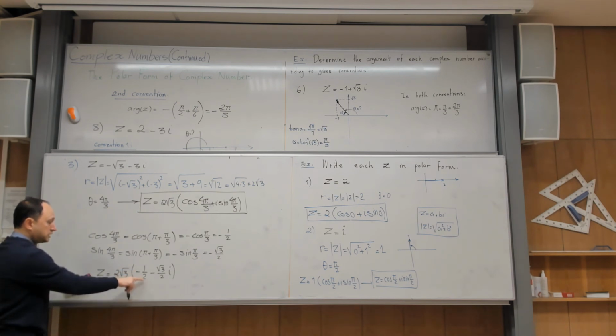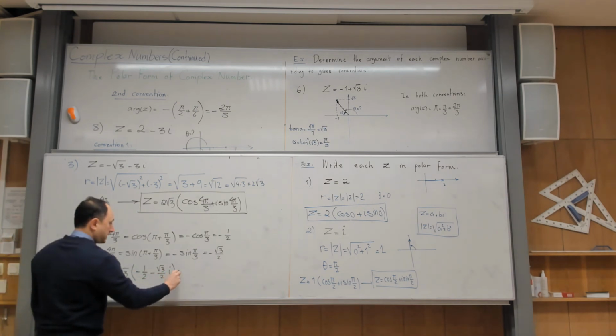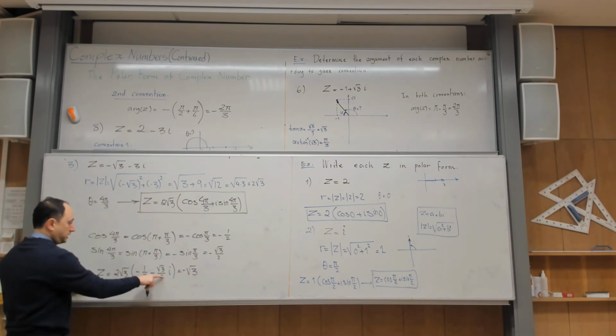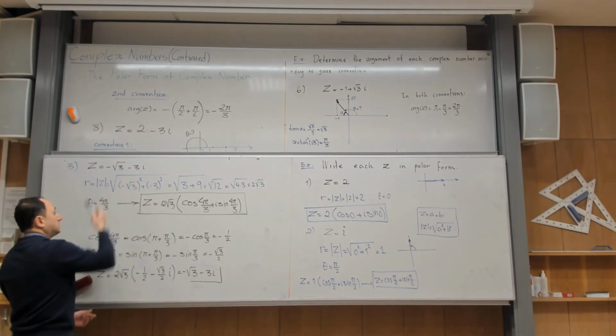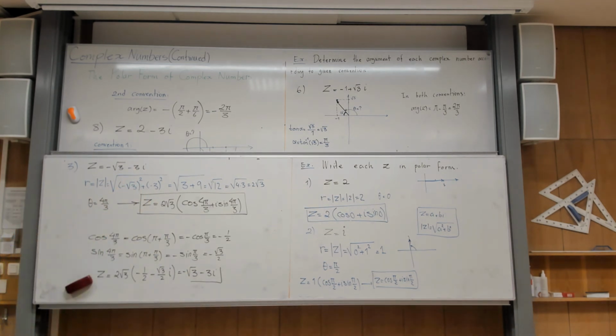When I multiply this in, this 2 and that 2 are cancelled. So it becomes minus square root of 3. And when I multiply this by here, 2 and 2 are cancelled. Square root of 3 times square root of 3 is 3. And this is the answer. And you see this answer is exactly the answer that I started with. That's also important to understand.